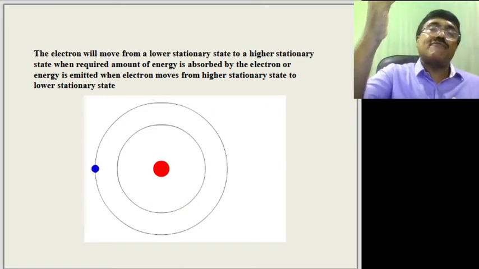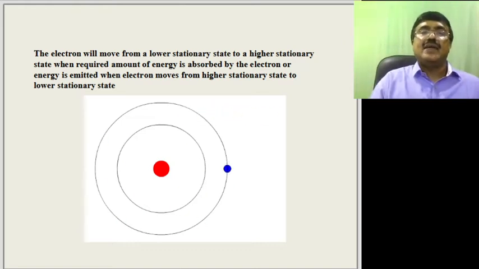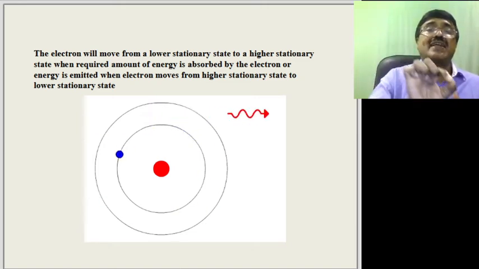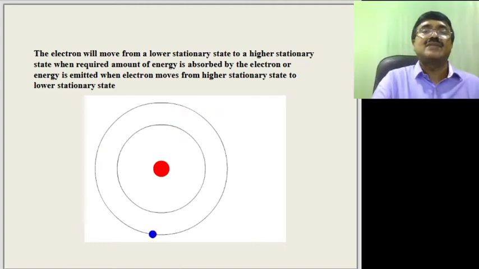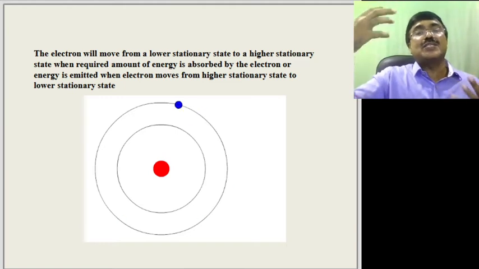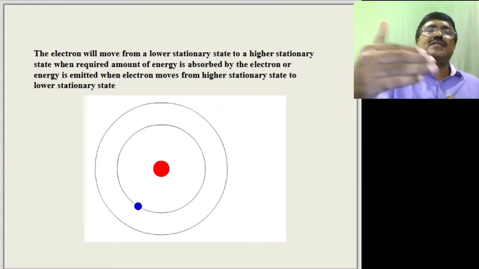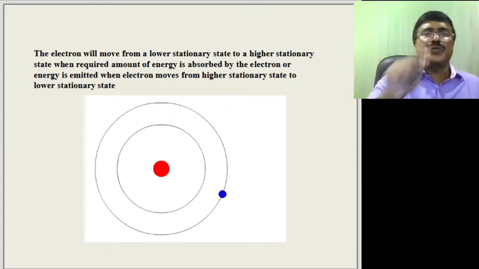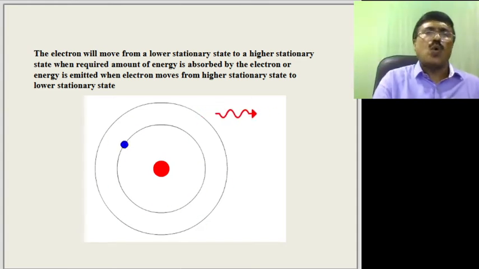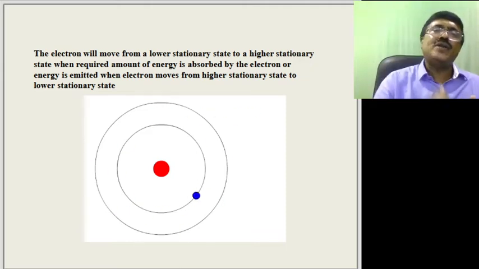And if it comes back from higher orbit to lower orbit, what will happen? Energy will be released, radiation will be released. And the energy of absorbed or released radiation should correspond to the difference in energy between these two levels. So that's why an atom can emit or absorb certain particular radiations only. It cannot absorb any other radiation because electron cannot exist in between these two states. Here we have shown only two states. There can be a number of different states, number of different orbits. Here we have shown only two orbits, right? So electron cannot exist in between them.